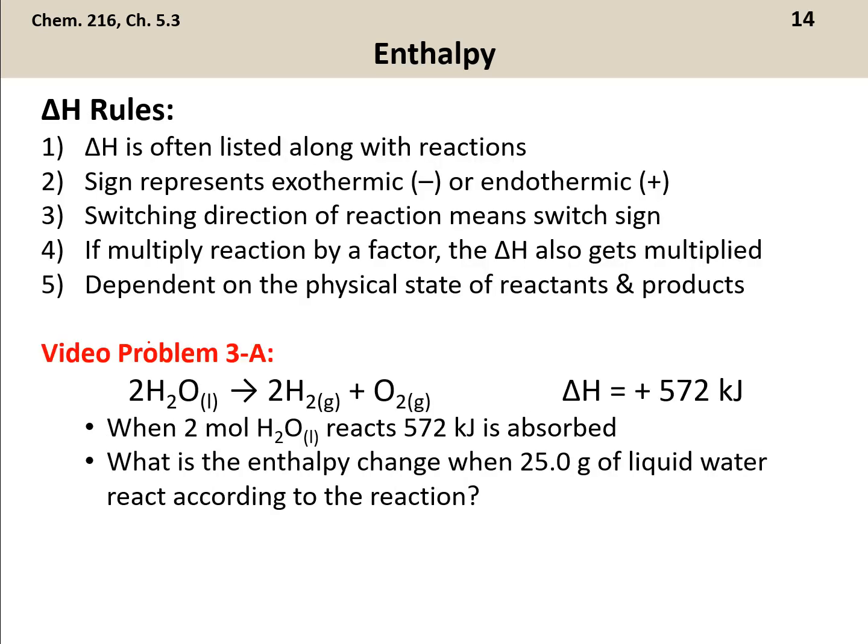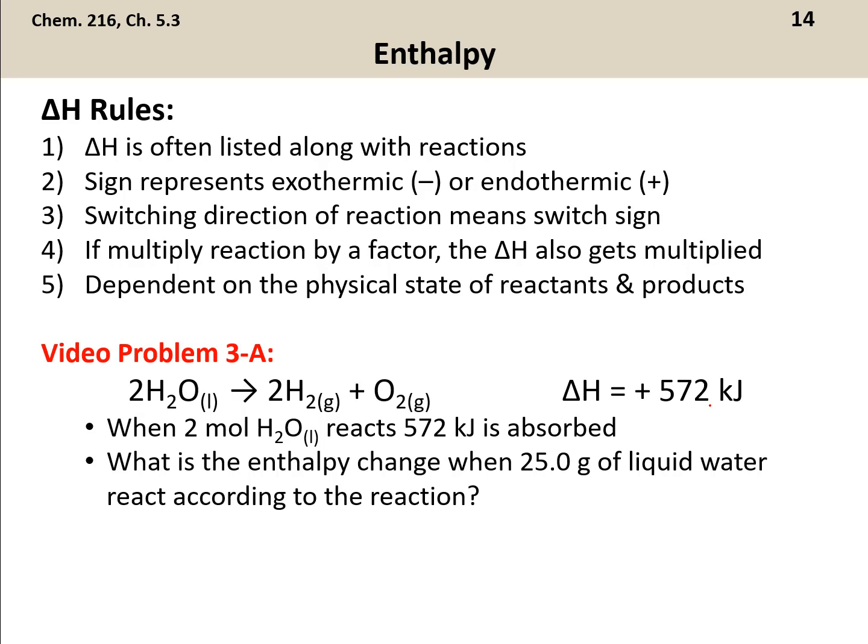Okay, let's use our delta H in a video problem. All right, so here's a problem. We're told 2H2O goes to 2H2 plus O2, and I tell you that delta H equals 572 kilojoules. What that means is for every 2 moles of H2O, I get 572 kilojoules. What if I had 4 moles of H2O? I would get twice as much. If I had only 1 mole of H2O, I'd get half as much.